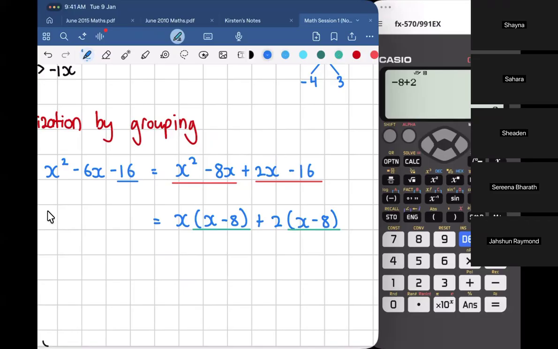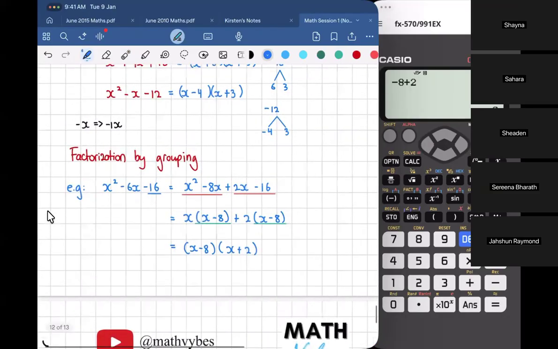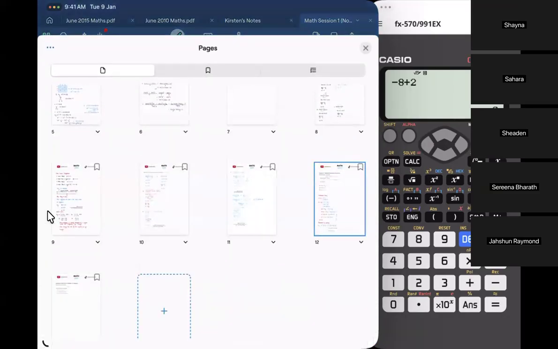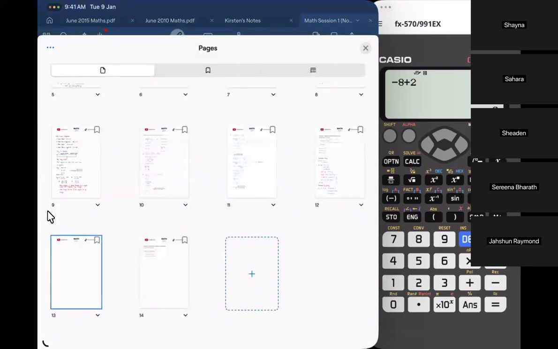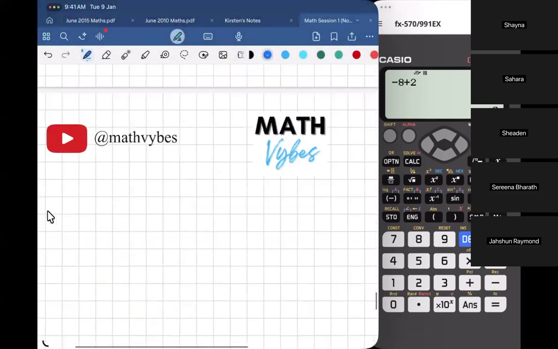So if you factor out x minus 8, what will be left? Think about it like this: if you take away x minus 8, what's the only thing remaining? x plus 2. Right? Isn't that the same result we got last time? Yes. So that's just a little introduction to factorization by grouping. I'll give you more, obviously. So let's do some more examples now.